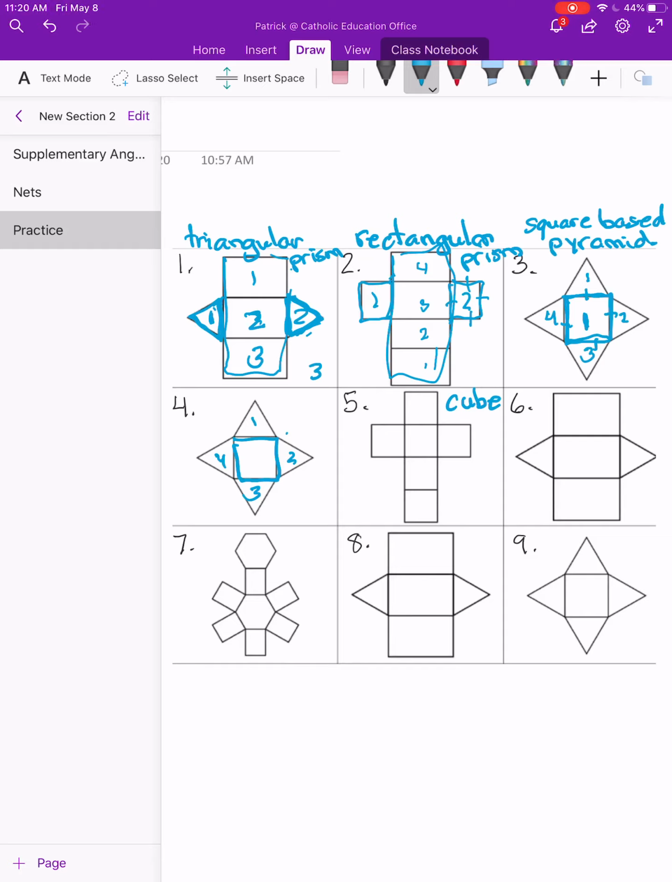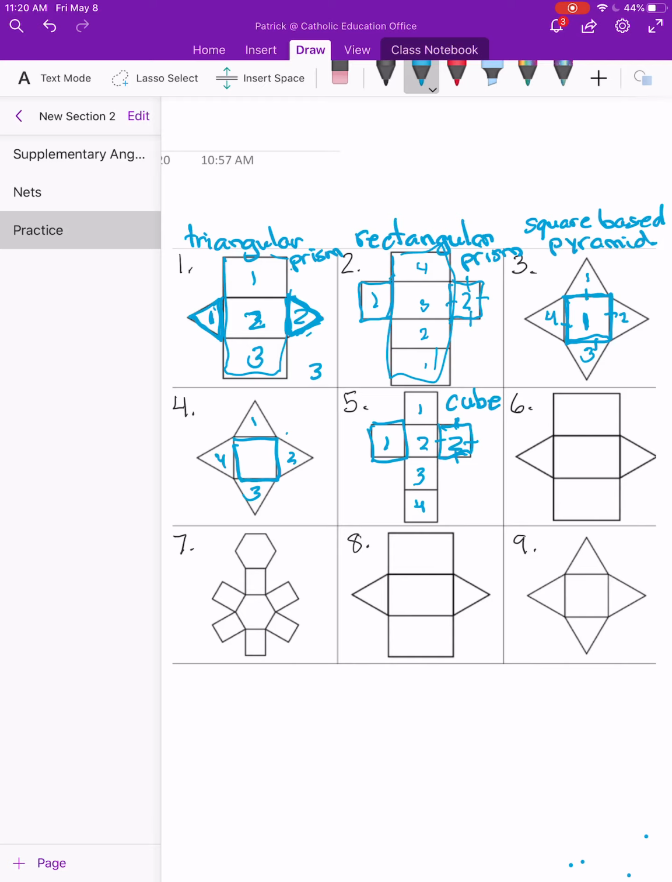Now, here's the thing. Some people can trick you. Sometimes you'll draw out nets and they'll say, hey, can this make a cube? And the only thing you've got to watch for is you've got to make sure, okay, I've got 2 sides for my cube. So these are 2 bases, I should say. The 2 bases, and I've got 4 sides. So that means I need 1, 2, 3, 4 other squares. So I really need 6 altogether.